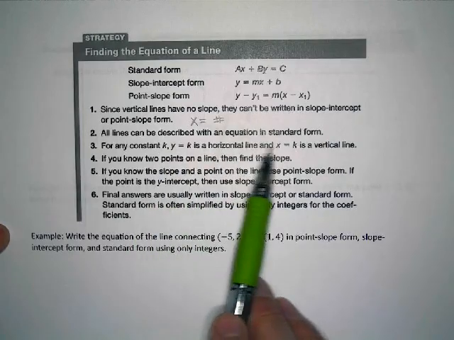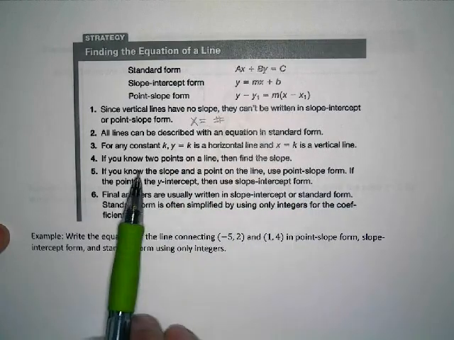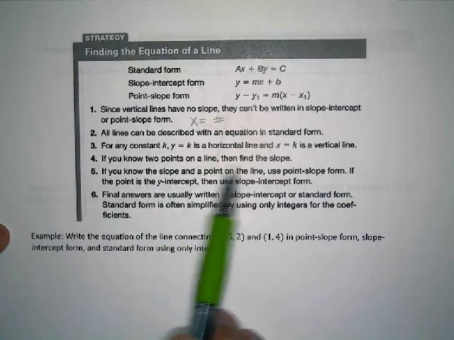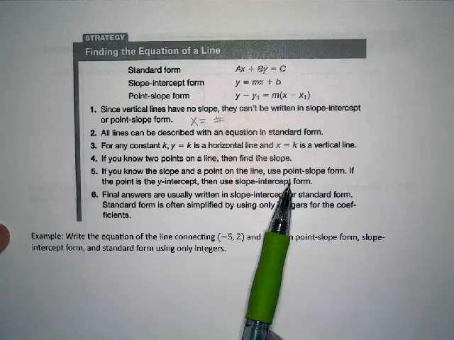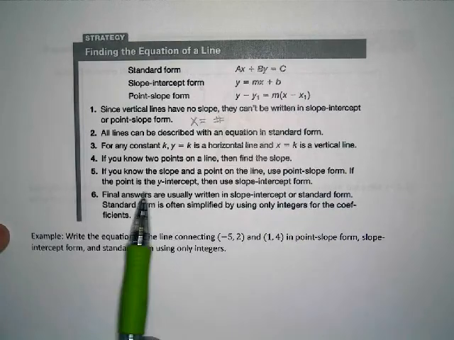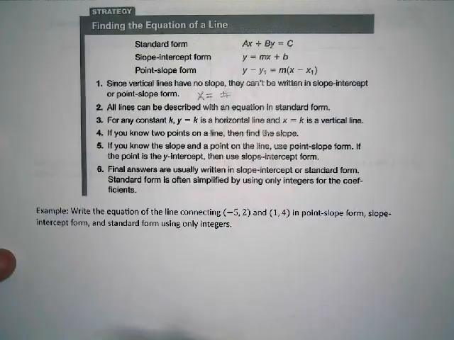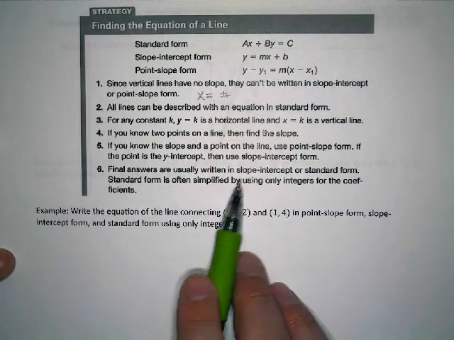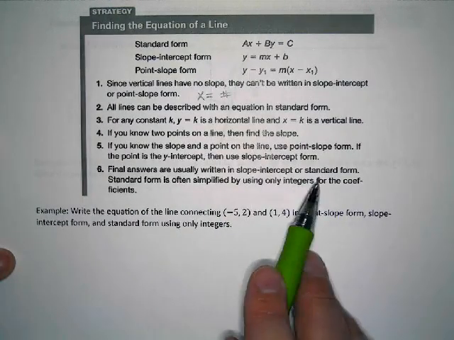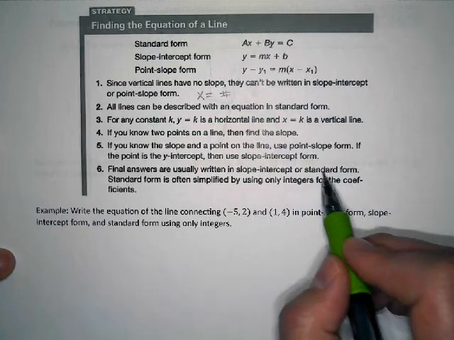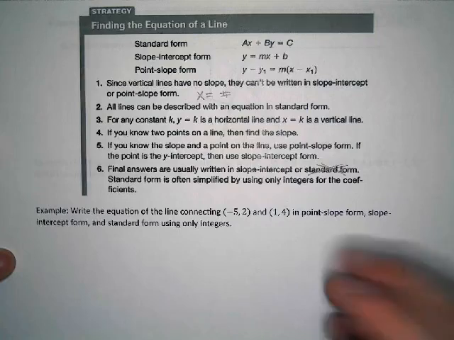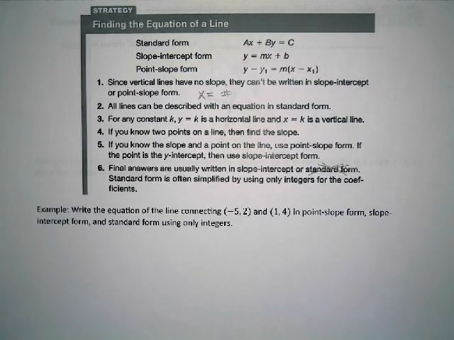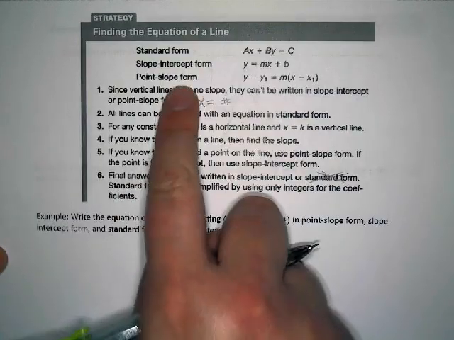Yep, we knew that. If you know 2 points, you can find the slope. If you know the slope and a point on the line, you can use the point-slope form. If the point is the y-intercept, use the slope-intercept form. Final answers in this course are usually written in slope-intercept form or standard form. I would only do standard form if they told me that's what they wanted. Final answers in calculus are written in the point-slope form, but not this class. In this class, we're going to do slope-intercept form.